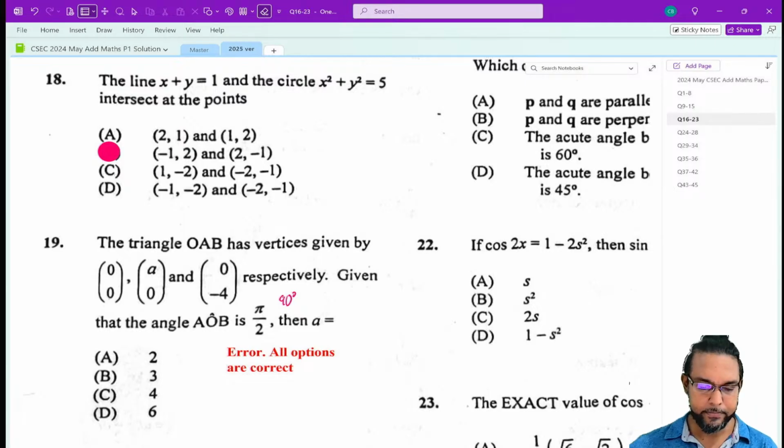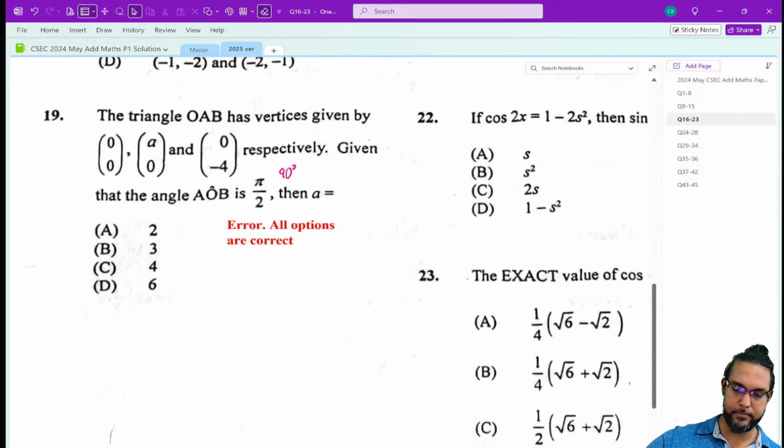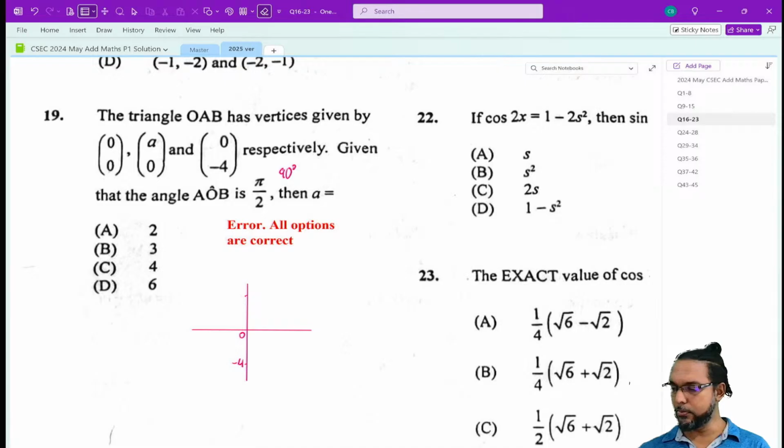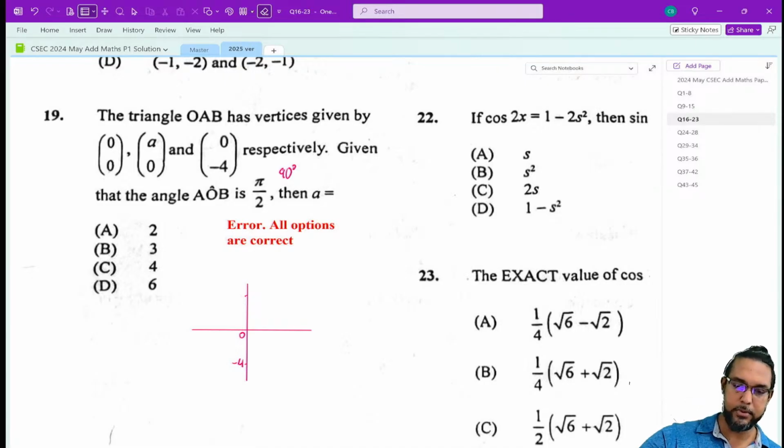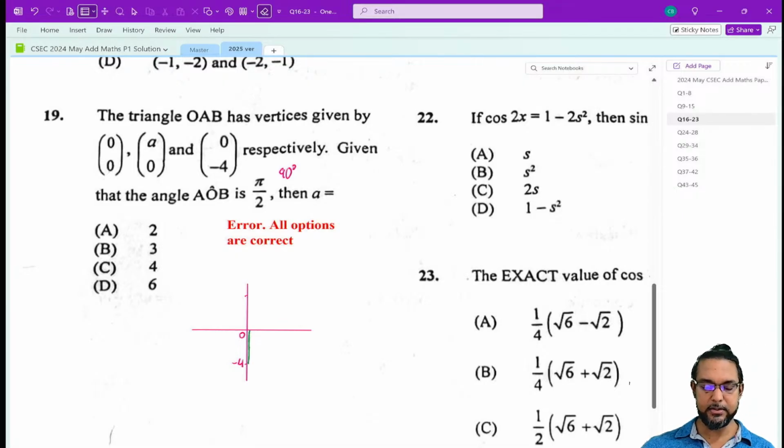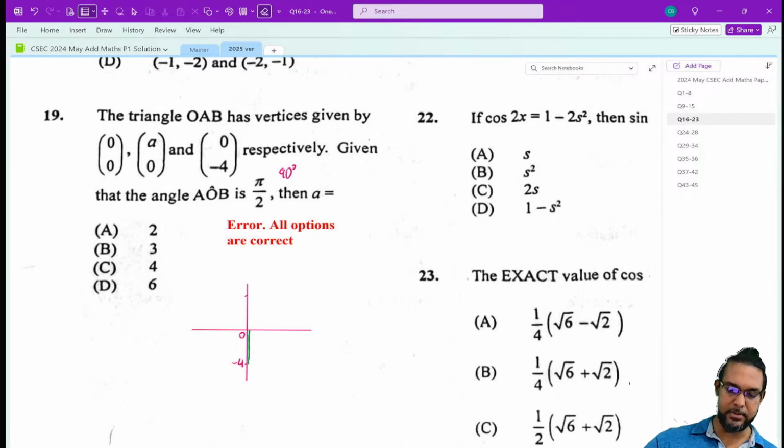Pretty cool. Yeah, so you have these in column vector formats and position vector formats. Alright, so check this. Let me do a little diagram. You have 0 there, and you have minus 4 down there. So one of your vertices is clearly going to be coming here, and the angle, so hold on, that's B. So this is B down here. This is O here. And the only option is 2, 3, 4.